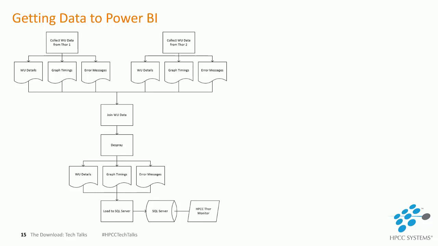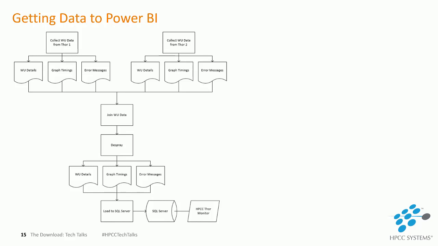So now that I've shown you how I'm collecting the data about the work units, I want to show you how that data is getting to Power BI. As I mentioned before, we're collecting data from multiple Thor environments. So I have ECL code using work unit services functions that runs on each of the Thor environments to collect that data, and it outputs 3 datasets. One with the list of work unit IDs and the details from work unit list and work unit timings. One with the graph timings for all of the work units with 1 record for each subgraph, and one with the error messages for all work units with 1 record for each error message.